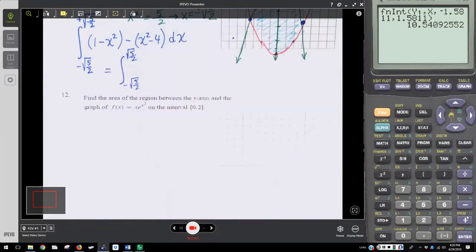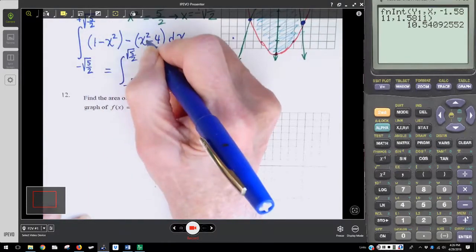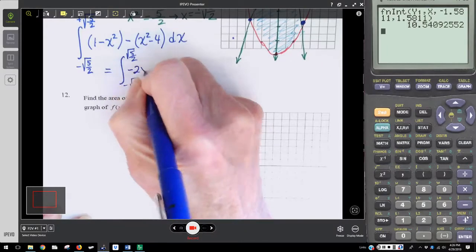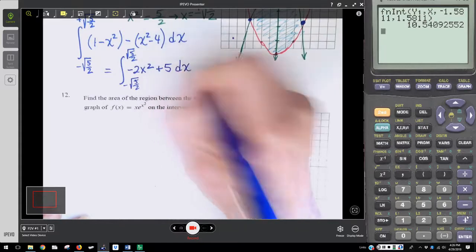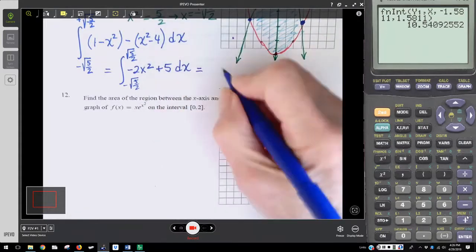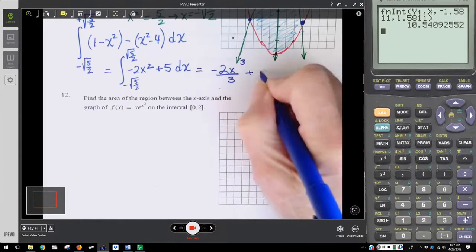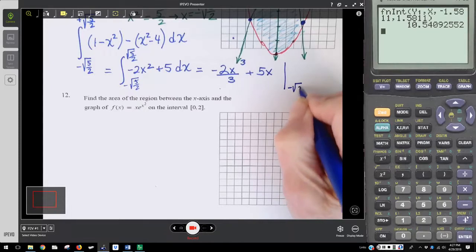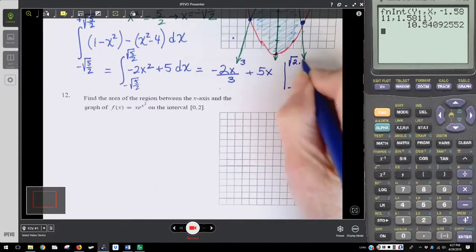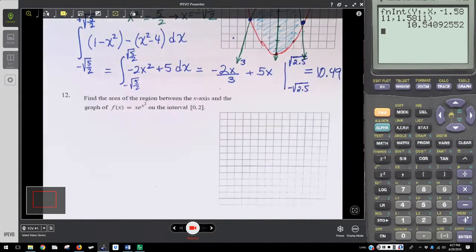And since this simplifies, actually, this was a place where algebraic simplification would be simpler. 1 minus x squared minus x squared would be minus 2x squared. Plus 4 would be 1 plus 4 is 5 dx. This would actually make your integration simpler. So that would be negative 2x to the third divided by 3 plus 5x evaluated at negative square root of 2.5 and positive square root of 2.5 for x. And you're still going to come out with the same thing. I'm not going to do all the arithmetic. It's about 10.4 or 10.54.